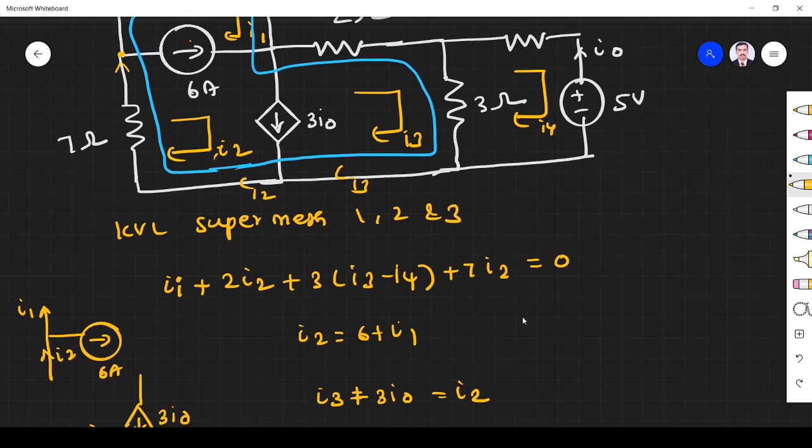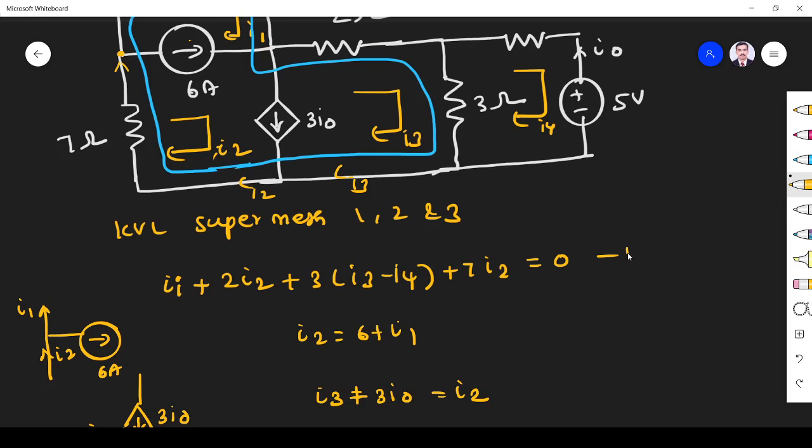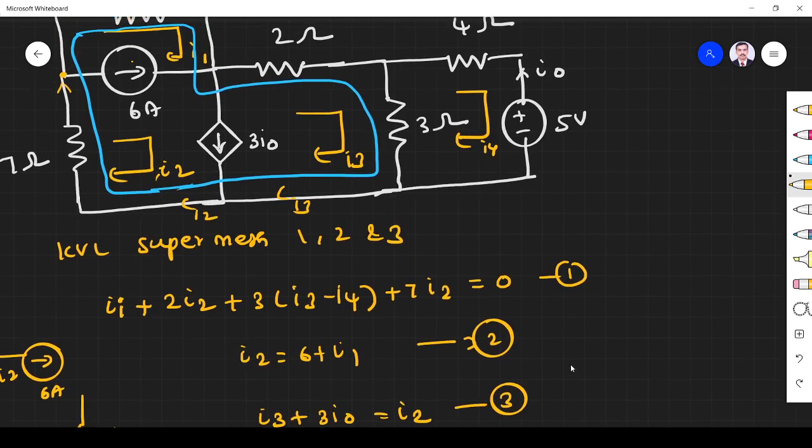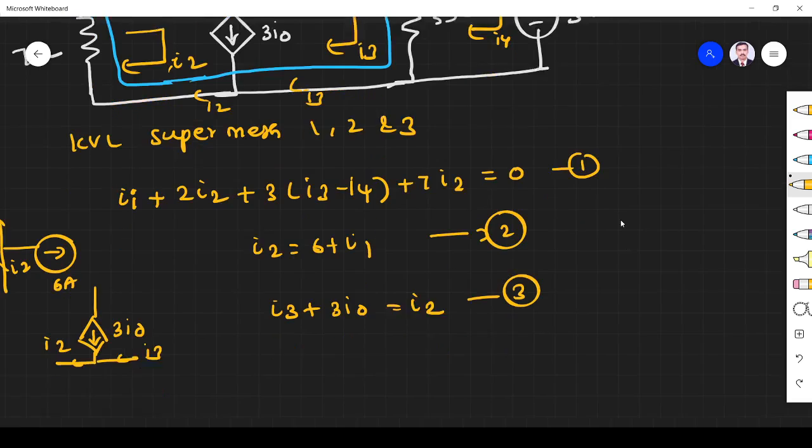So we have written an equation. So this is equation number 1. This is equation number 2. This is equation number 3, right? So next we have to write the equation for mesh 4. So here what is the equation I can write? Current is 4I4. Then it is encountering the positive terminal of the battery 5.